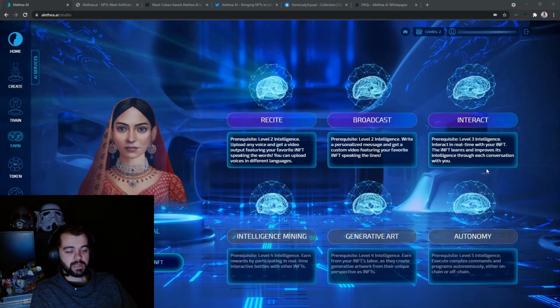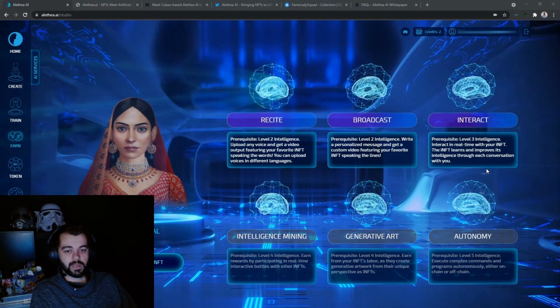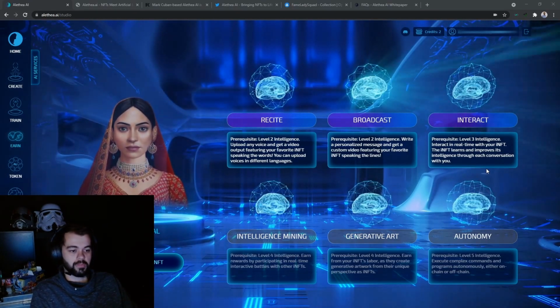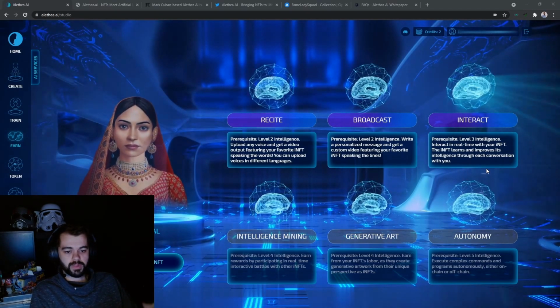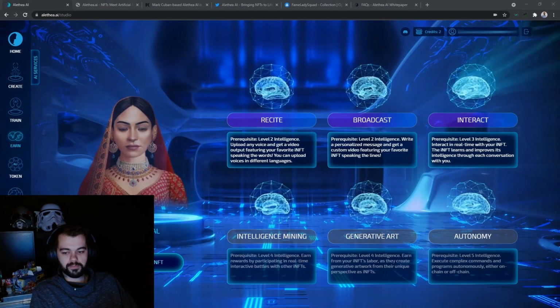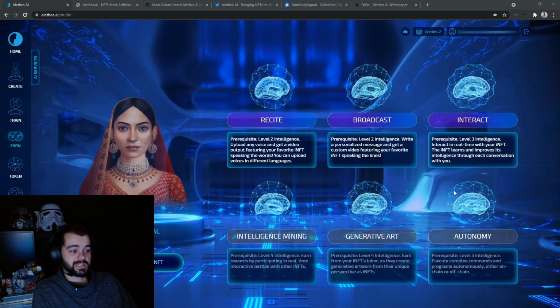And like I said, I ended up buying quite a few of the personality pods in order to mine, to earn that Alethea AI token, to level up as fast as possible and explore the space. That's what it's all about, right?